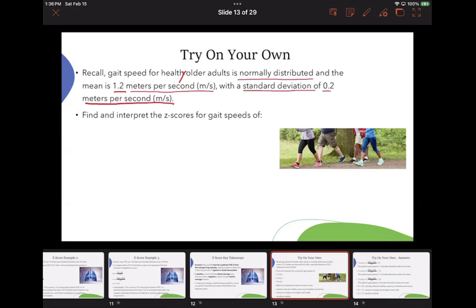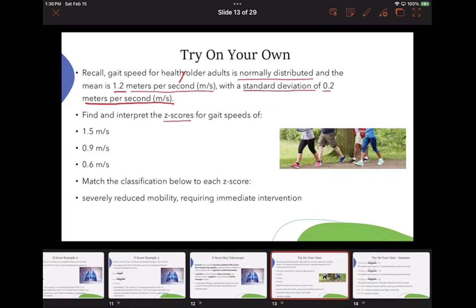We're going to find z-scores and interpret z-scores for gait speeds of 1.5 meters per second, 0.9 meters per second, 0.6 meters per second, and match the classification below to each z-score. Severely reduced mobility requiring immediate intervention, or reduced mobility and at a higher risk for falls, or excellent mobility. So we can determine which one of these fits each of these and match them.